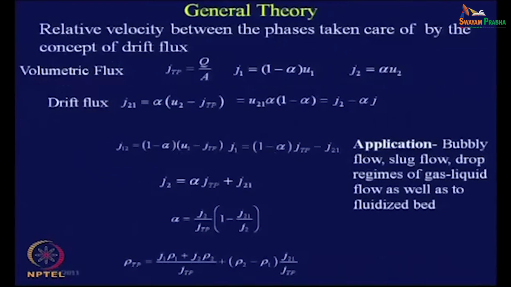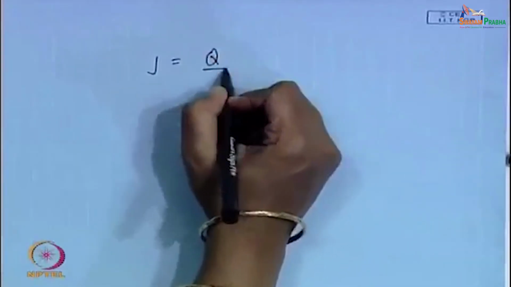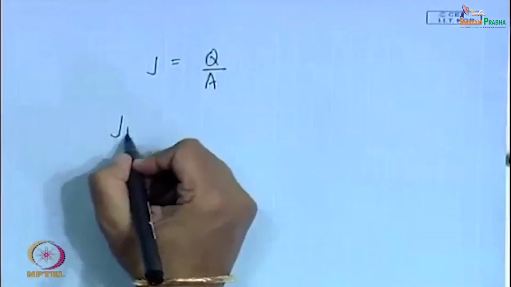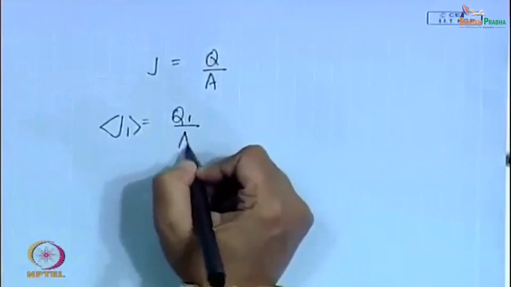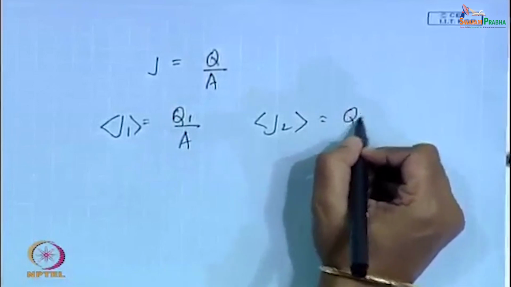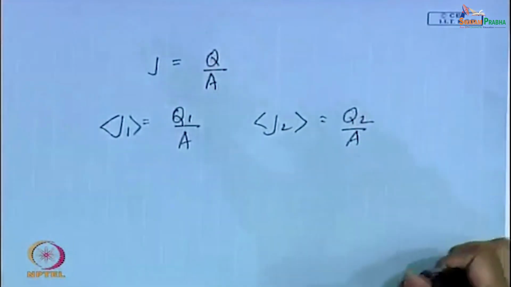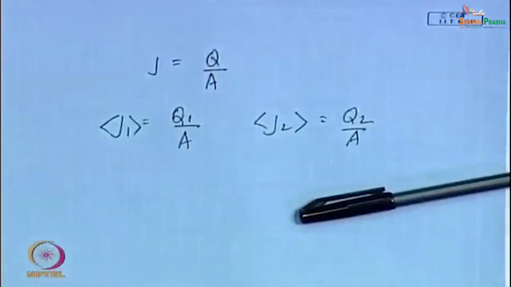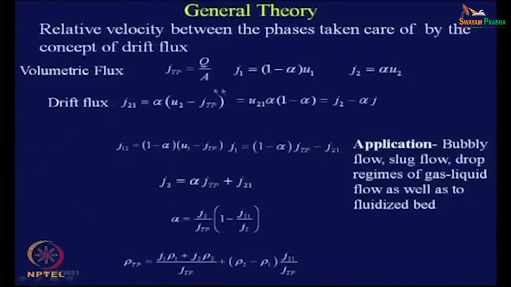Now, if you recollect the concept of drift flux which we had already discussed, you remember that we had started with the definition of volumetric flux. Volumetric flux is just the volume flow rate per unit cross-sectional area. For a single phase fluid it is just J equals Q by A, and for the two phases, naturally, it becomes J1 averaged over the cross-sectional area equals Q1 by A, and J2 equals Q2 by A. Then we tried to relate the volumetric flux with the local in situ velocity, and these relations have been given in these terms.